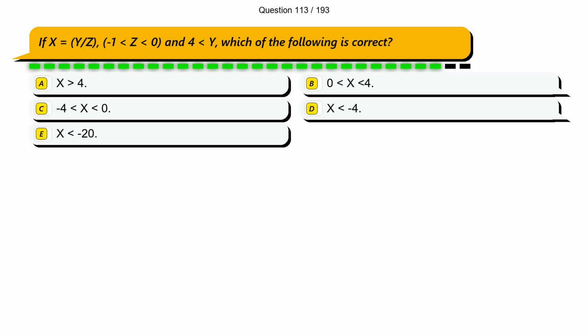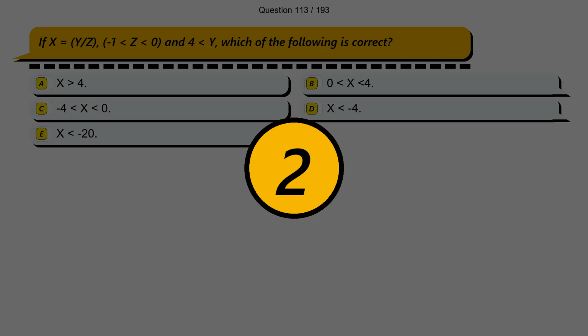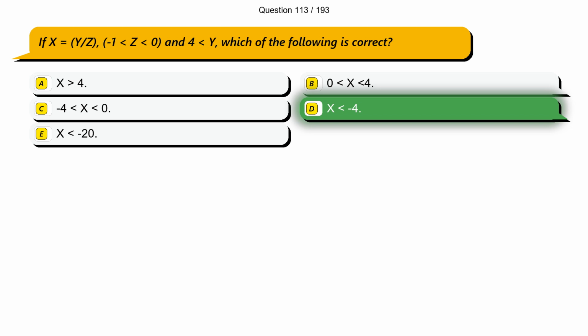Question 113. If x equals y/z minus 1, z less than 0, and y greater than 4, which of the following is correct? Option A, x greater than 4. Option B, 0 less than x less than 4. Option C, minus 4 less than x less than 0. Option D, x less than minus 4. Option E, x less than minus 20. The correct answer is option D, x less than minus 4.